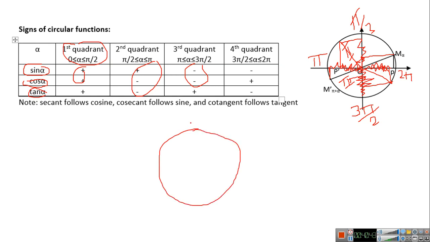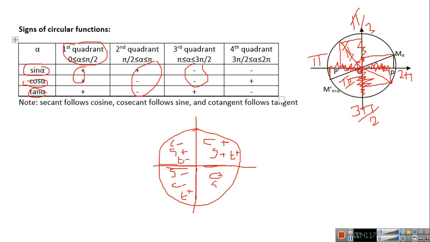So if I want to summarize it, in the first quadrant, cosine is positive, sine is positive, and the tangent is positive. In the second quadrant, x is negative, cosine negative, sine positive, and tangent minus over plus is minus. In the third quadrant, sine is negative, cosine is negative, x and y are both negative here, and tangent minus over minus is positive. In the last quadrant, cosine is positive, sine is negative because this is the elevation down here, and tangent minus over plus is minus.